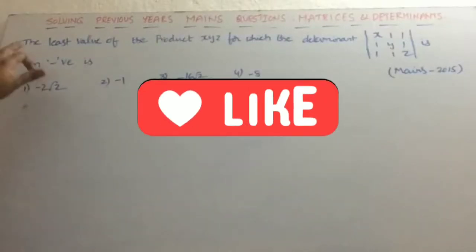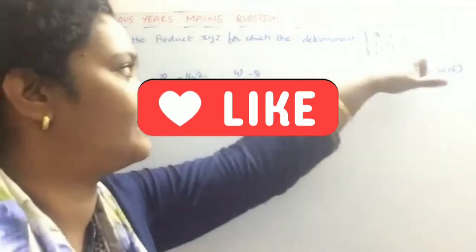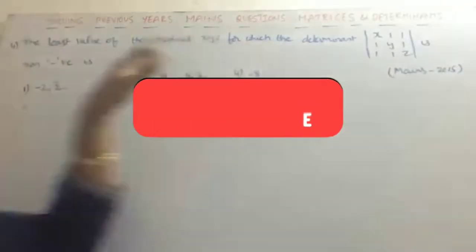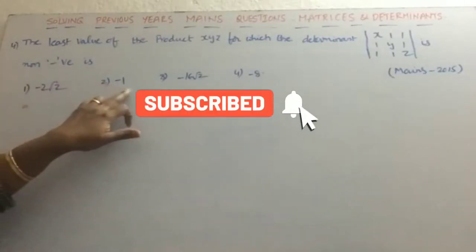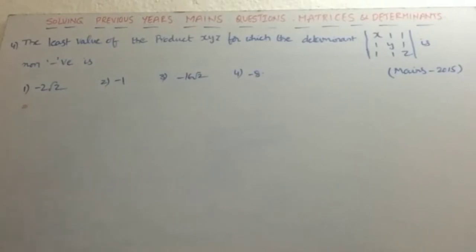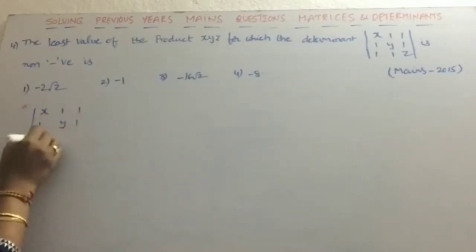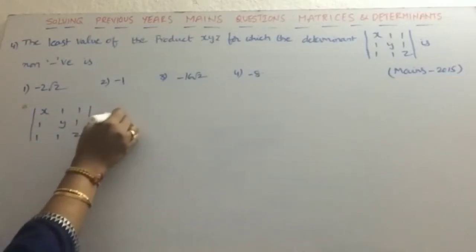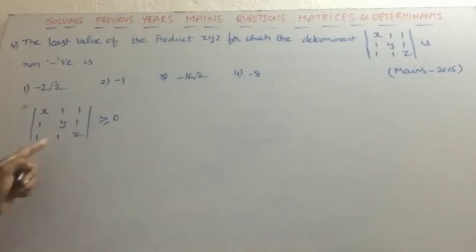The next problem is: the least value of the product xyz for which the determinant with rows x 1 1, 1 y 1, 1 1 z is non-negative is? The options are minus 2 root 2, minus 1, minus 16 root 2 and minus 8. First, they gave that the determinant is non-negative, so the determinant of x 1 1, 1 y 1, 1 1 z is greater than or equal to 0. Now we will find the determinant of this matrix.